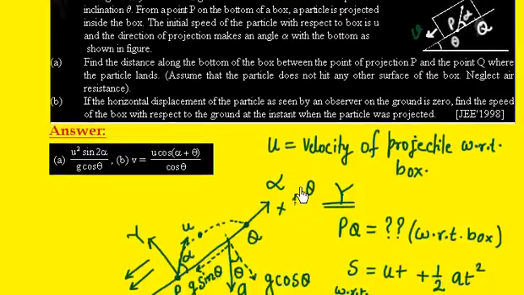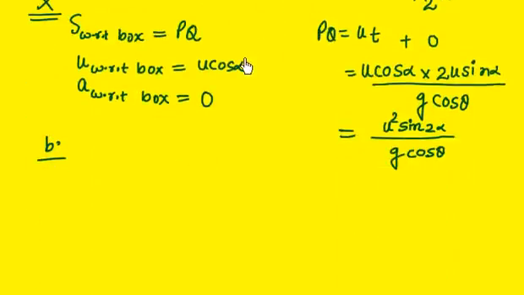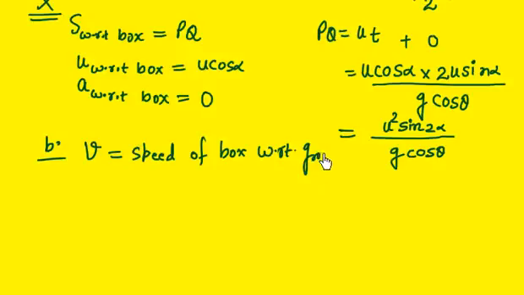So what we have this time? This time the question says, what is the speed of the box? We have to find the speed of the box with respect to ground. Are you getting or not? So we have to find what is the speed of the box with respect to ground.